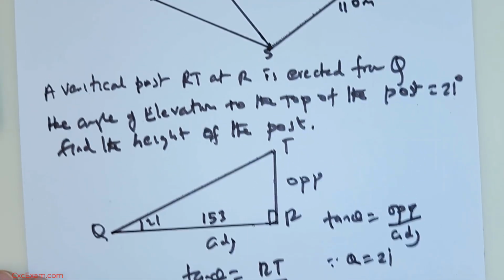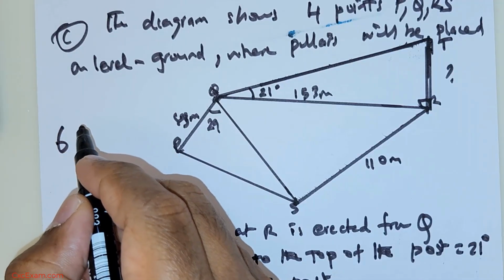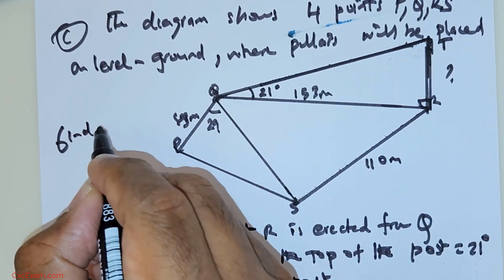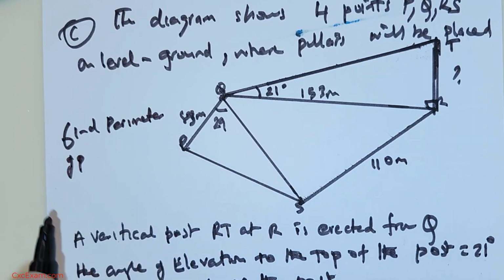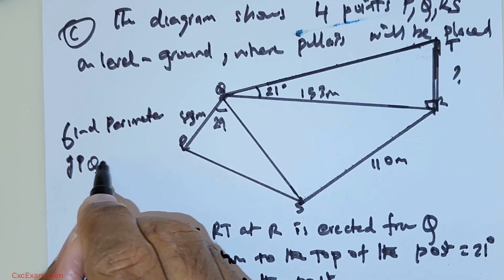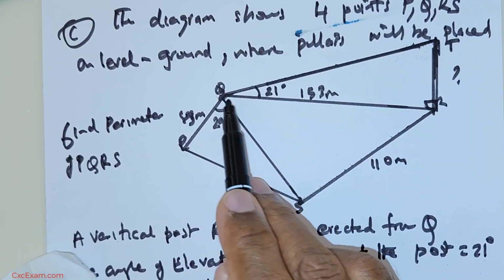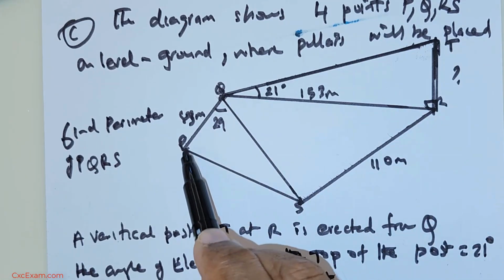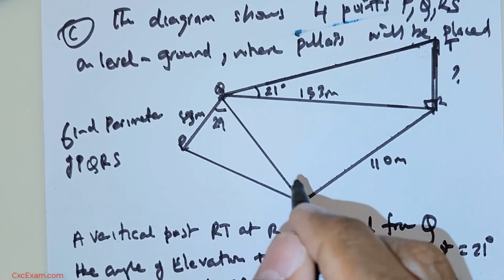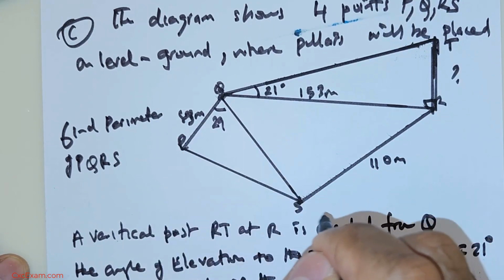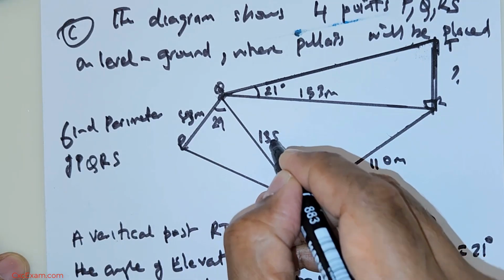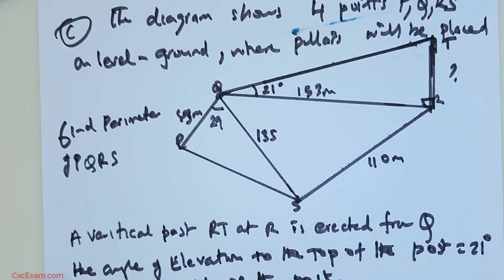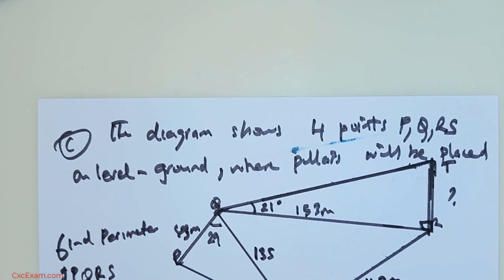Now the next question is actually asking us to find the perimeter of PQRS. So this distance, this and this, we need to get it. Now we do not have this distance, so PS is not there, but QS is given. Distance of QS is given as 135. So what I'm going to do is apply cosine rule. So let me draw the diagram.